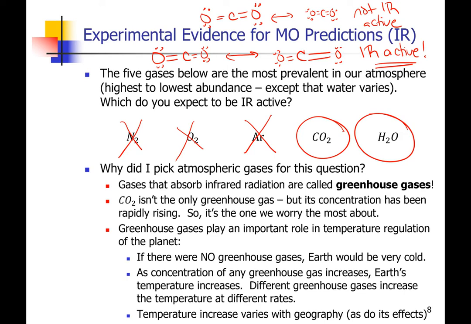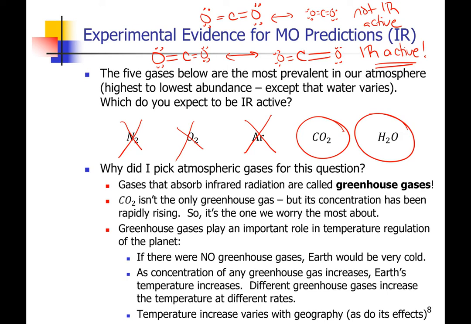So why did I pick atmospheric gases for this question? Well, because while infrared spectroscopy is great for analyzing molecules in a lab and looking at their functional groups and all sorts of fun academic questions like that, it's also got a massively important global consequence. And that is the fact that gases that absorb infrared radiation are what we call greenhouse gases. And I can't imagine there's a person in this class that has never heard the term greenhouse gas before. But the actual definition of a greenhouse gas is one that is capable of absorbing infrared radiation.